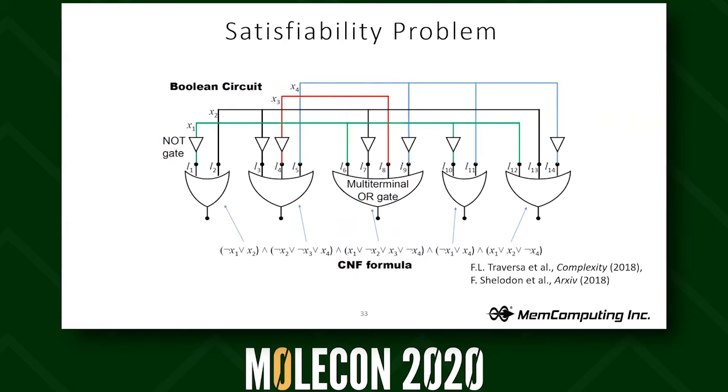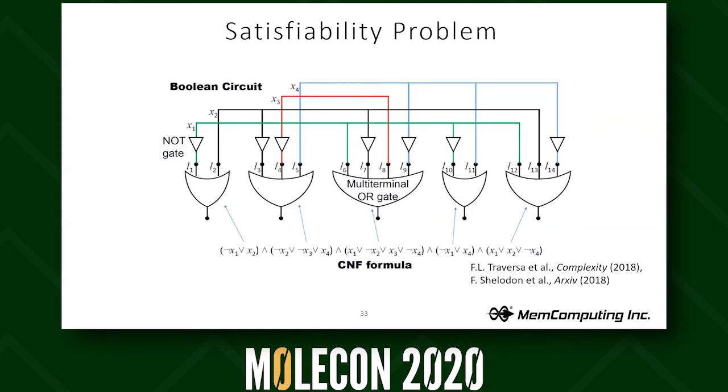So let's consider, for example, this conjunctive normal form and a Boolean circuit that represents it, as you see from this slide. For each clause, there is an n-terminal OR gate that exactly represents that clause. And then all inputs are connected following the variables.